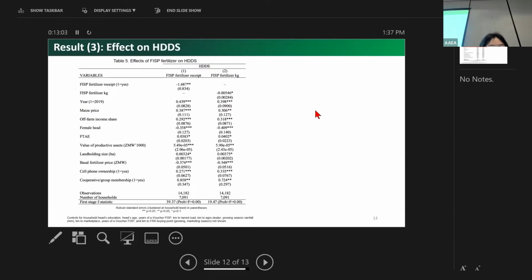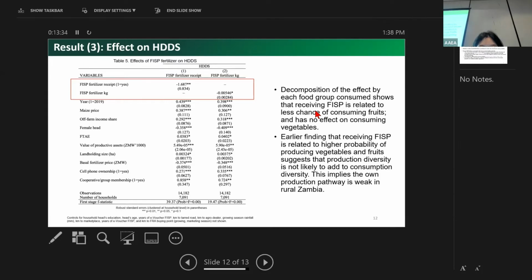And then we have the effect of FISP fertilizer on household dietary diversity. Here we found that receiving FISP fertilizer is negatively associated with household dietary diversity, which is kind of surprising, because earlier we found that FISP is raising production diversity. So we earlier found that FISP was raising the chance of producing vegetables and fruits.